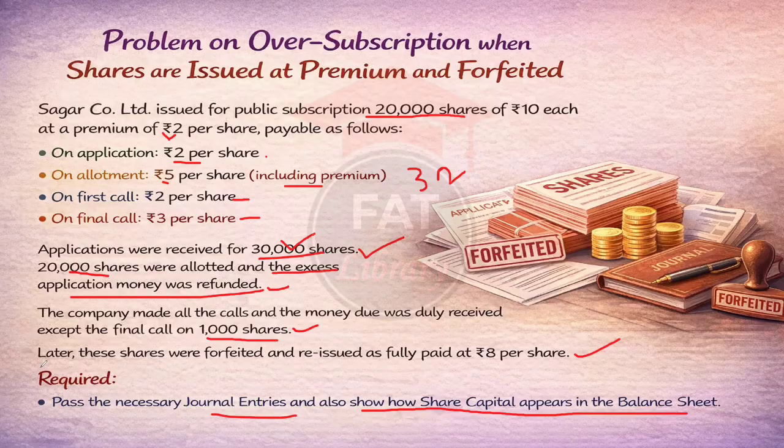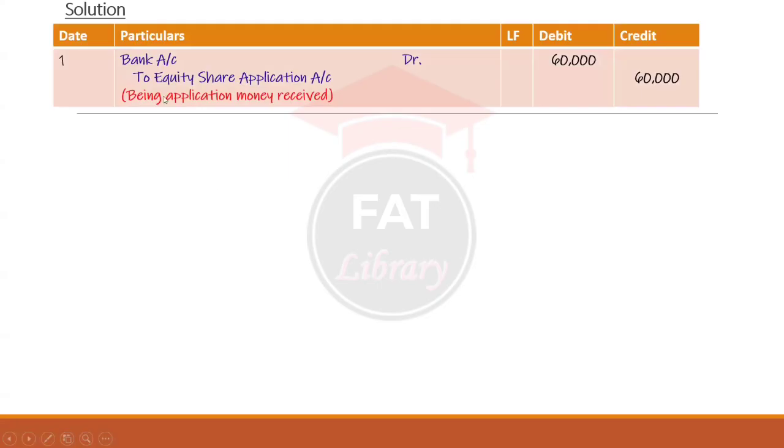So let us start with the solution. As you know, the first journal entry will be for application stage. As they are receiving the application, we have to write the journal entry as bank account debtor to equity share application account. So what is the amount we have taken? That is 60,000. Why 60,000? Here application money is 2 rupee per share.